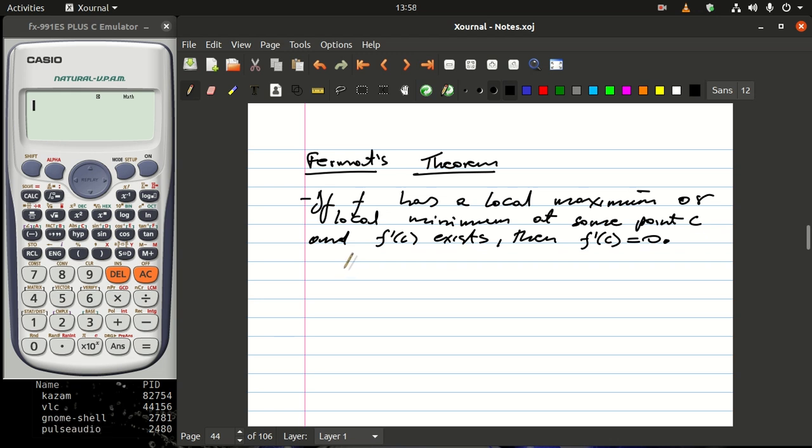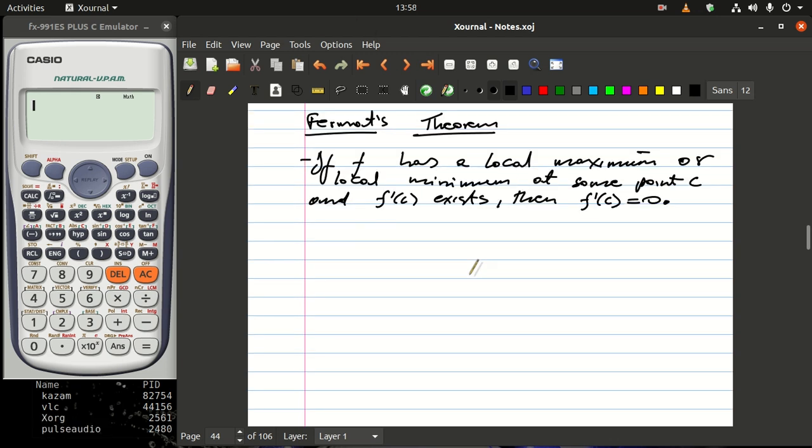It does not mean that the function has a local maximum, a local minimum, or a turning point or not a turning point. What this theorem is only saying is that first, the function must have a local maximum or must have a local minimum at that point. Secondly, the derivative must exist. So those two conditions must exist. Then we will say that the derivative must be equal to 0. This is one of the theorems that we have been using throughout.